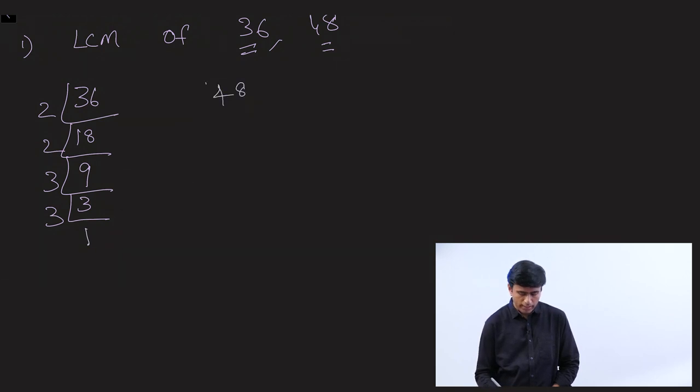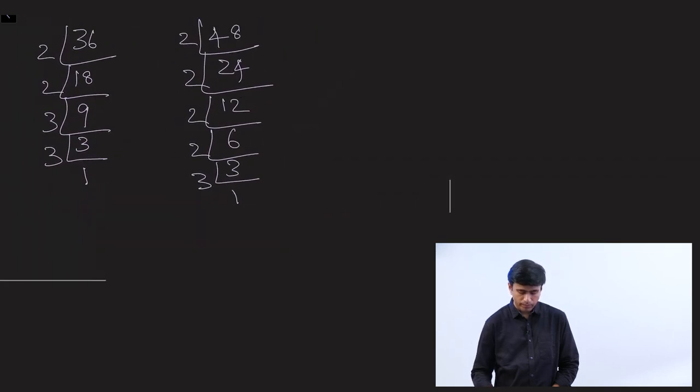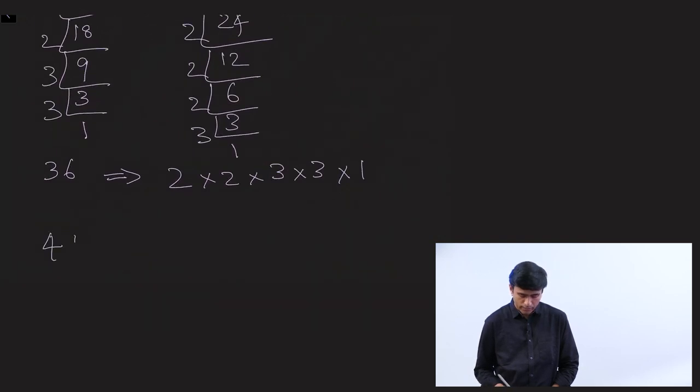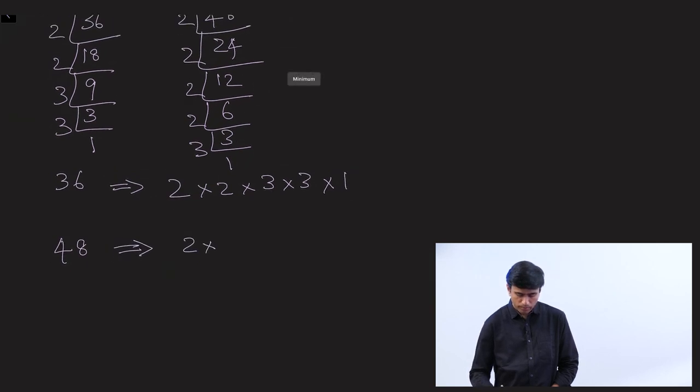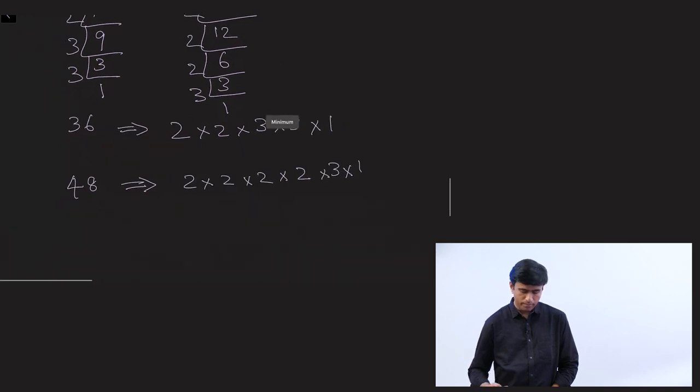Prime factors of 48: 2 twenty-fours are 48. 2 twelves. 2 sixes are 12. 2 threes are 6. 3 ones are 3. Let's write. So we can write 36 as 2 into 2 into 3 into 3 into 1. You can write 48 as, we are just writing the prime factors, 2 into 2 into 2 into 2 into 3 into 1.